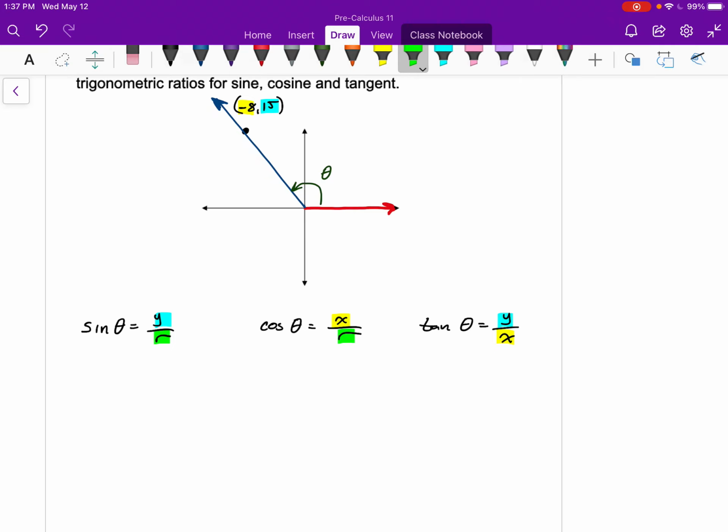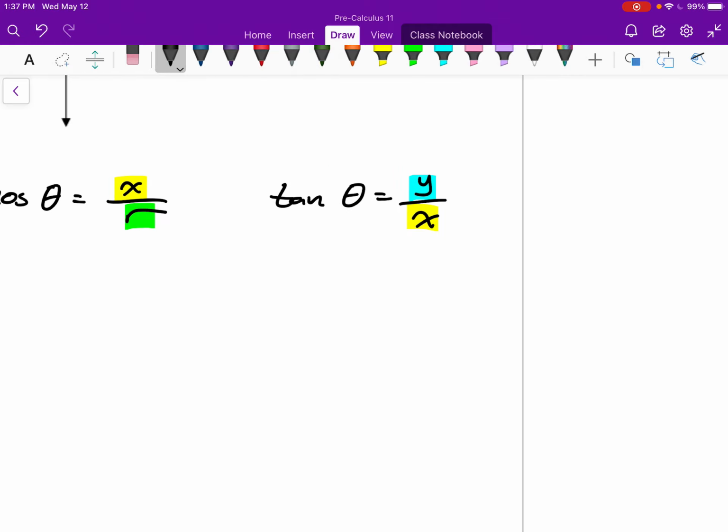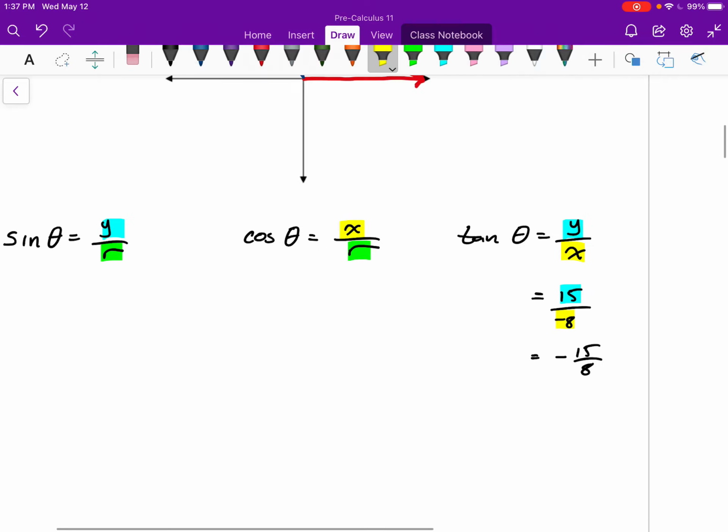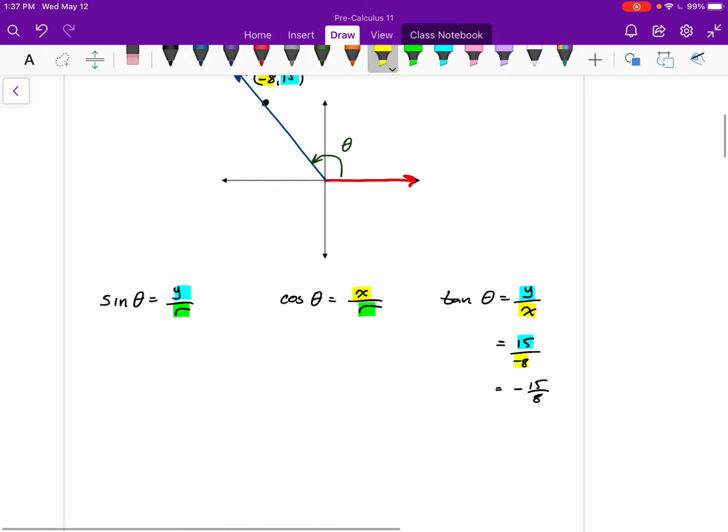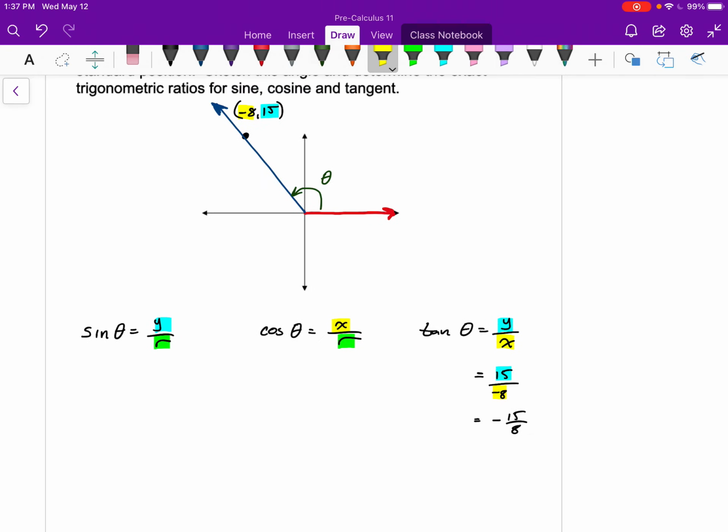The x-coordinate is -8, the y-coordinate is 15, so I know the tangent of this angle must be 15 divided by -8, or just -15 over 8. It's all the same thing. All right, so there's tangent. Sine and cosine, I can find out really quickly what the exact values are for this angle, but first I need to figure out r.